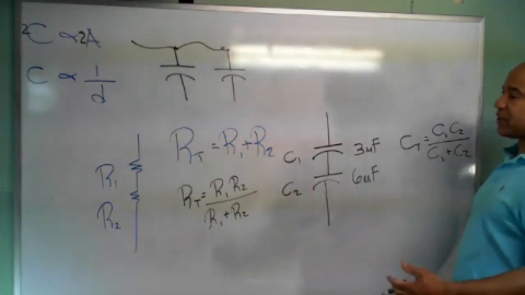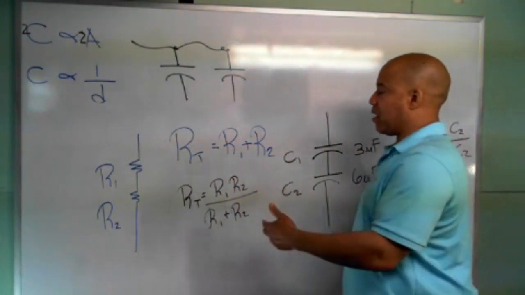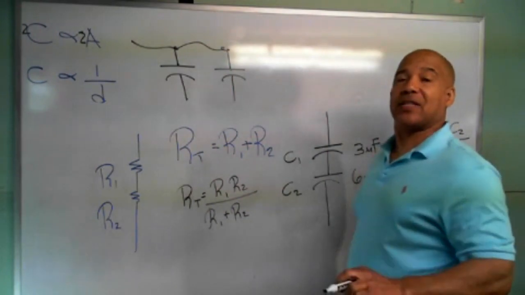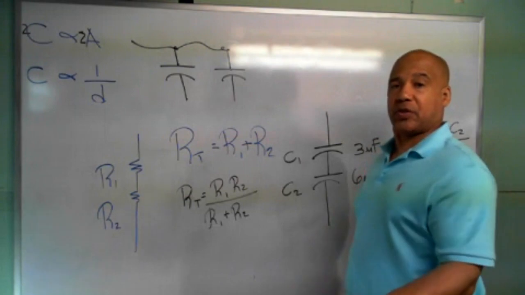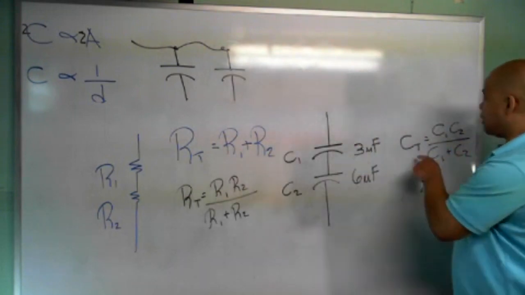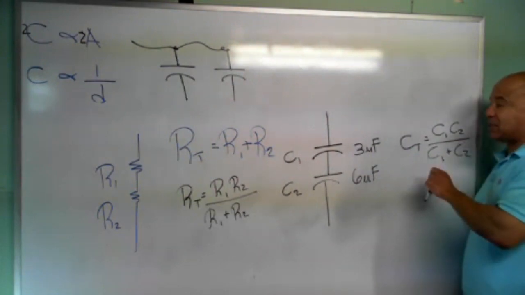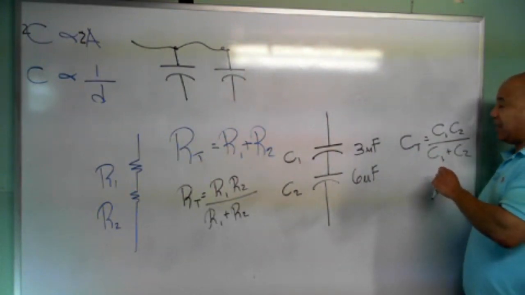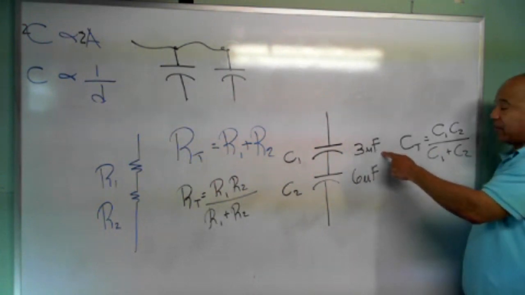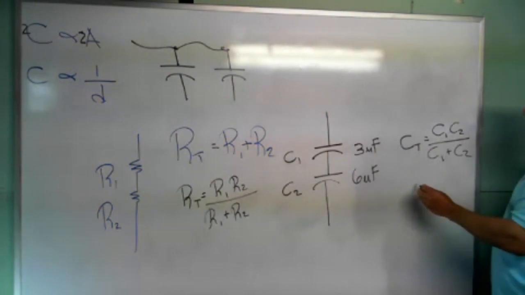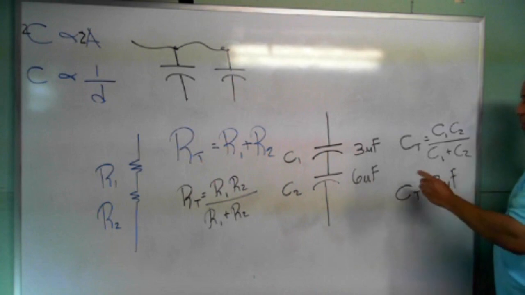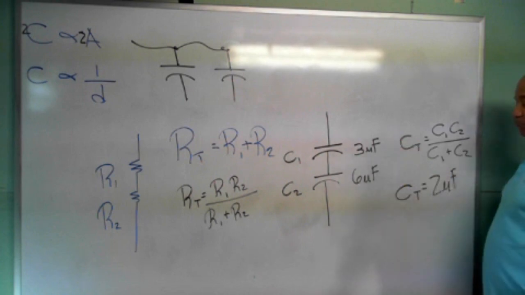And just like resistors, when I have resistors in parallel, the total resistance is always less than the smallest parallel resistor. Well, that's true for capacitors in series. If I have capacitors in series, the total capacitance is always less than the smallest capacitance in the series circuit. So for this one, the total capacitance has to be less than 3. Matter of fact, if you do the math, you'll find out that the total capacitance here will be 2 microfarads, which is less than 3, so it checks out.